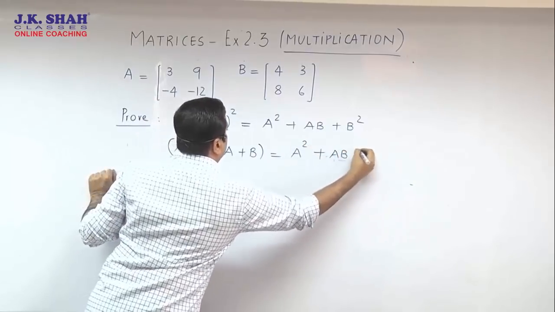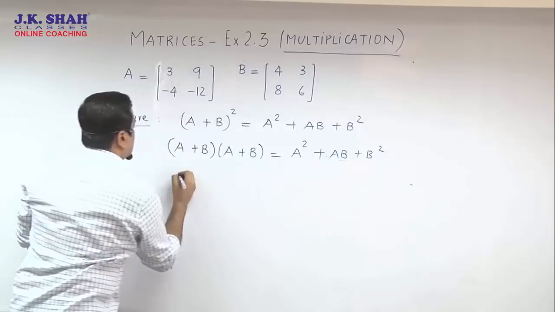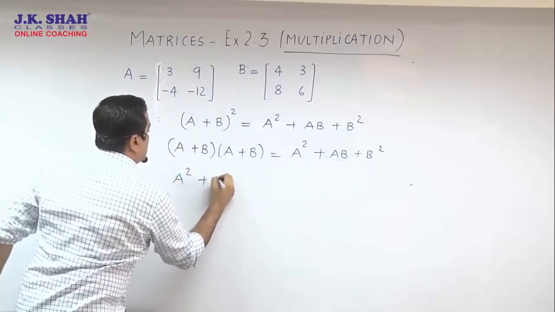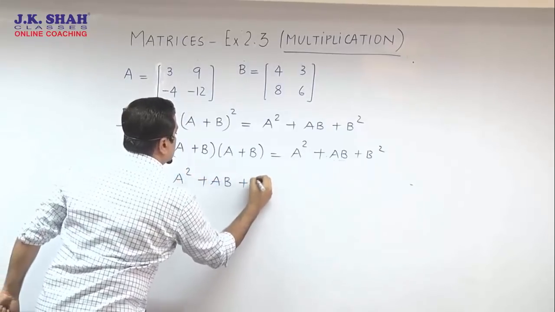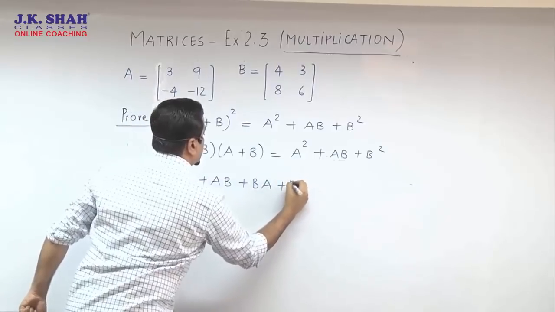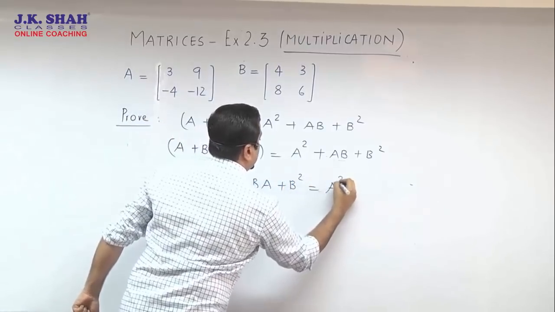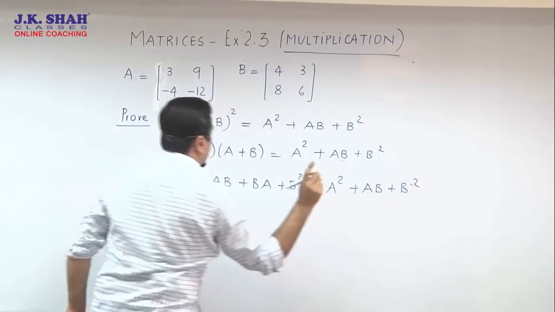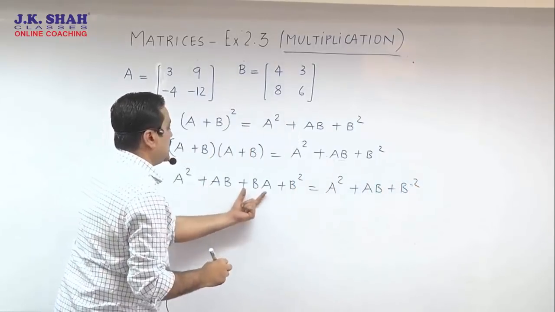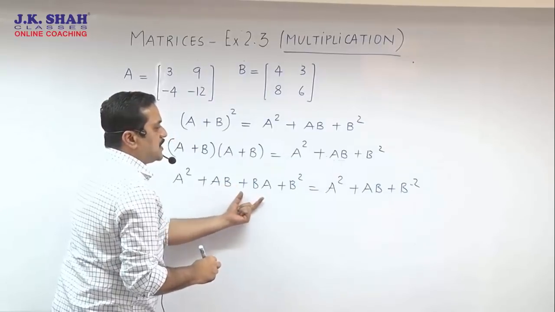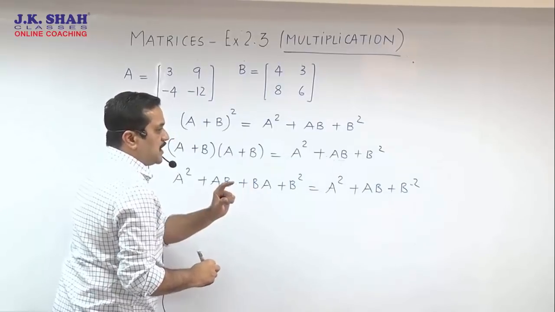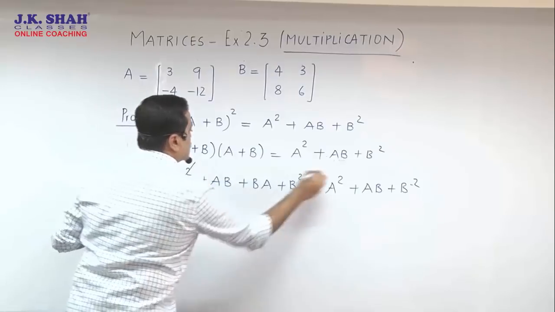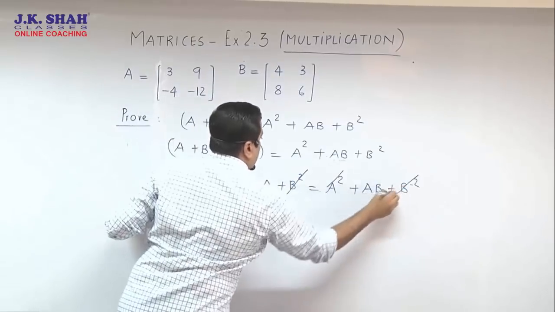Then again, we open the brackets over here. It's a square plus ab plus ba plus b square. It's equal to a square plus ab plus b square, cancelling a square. One more time I will remind you, ab and ba are not equal. It's matrix multiplication and ab is not equal to ba in general. So a square cut, b square cut, ab cut.